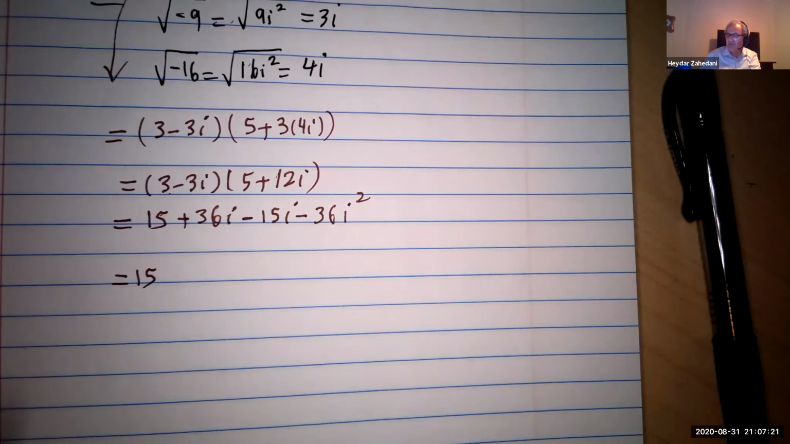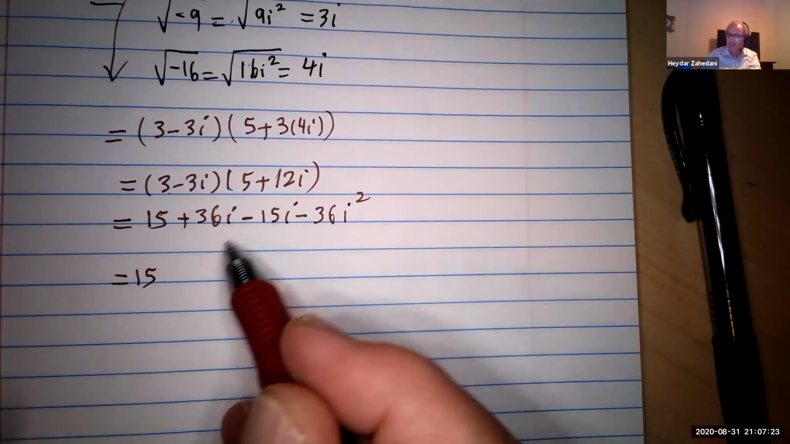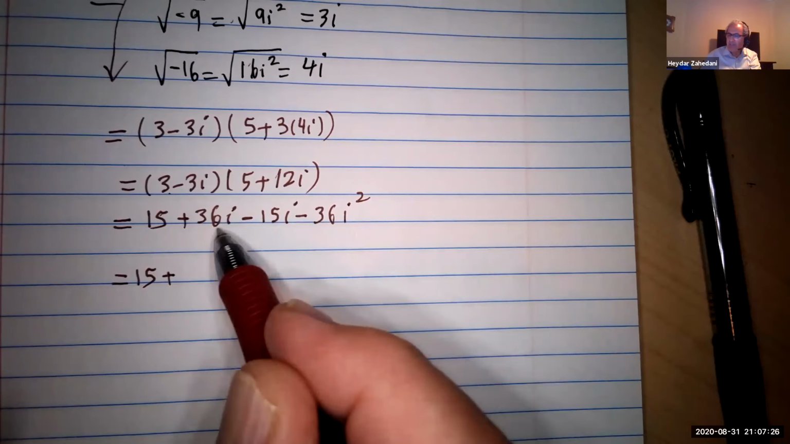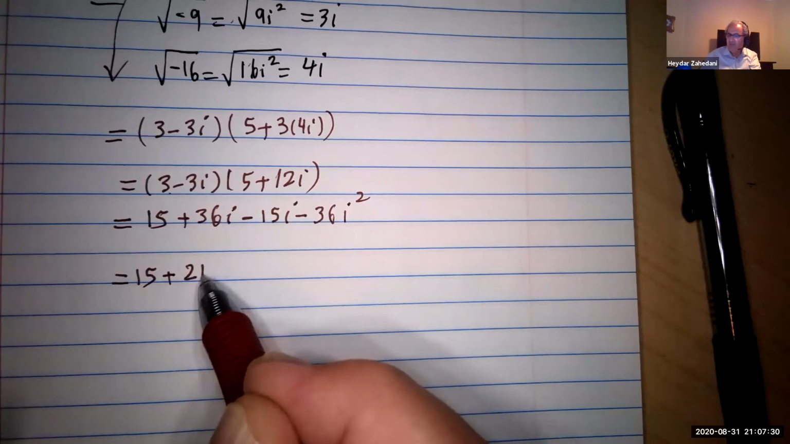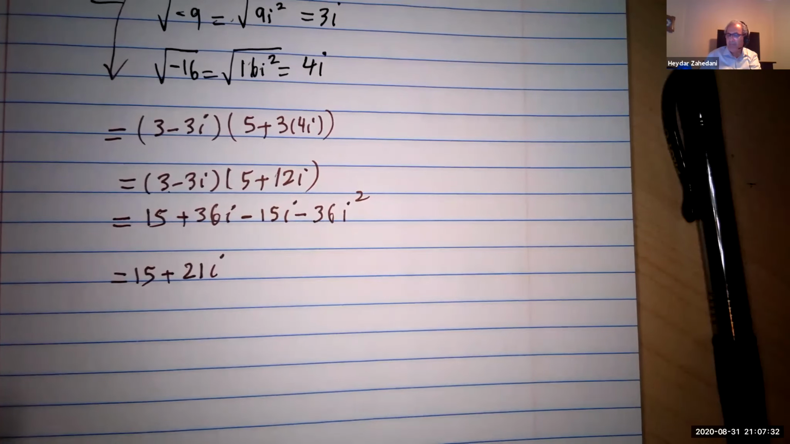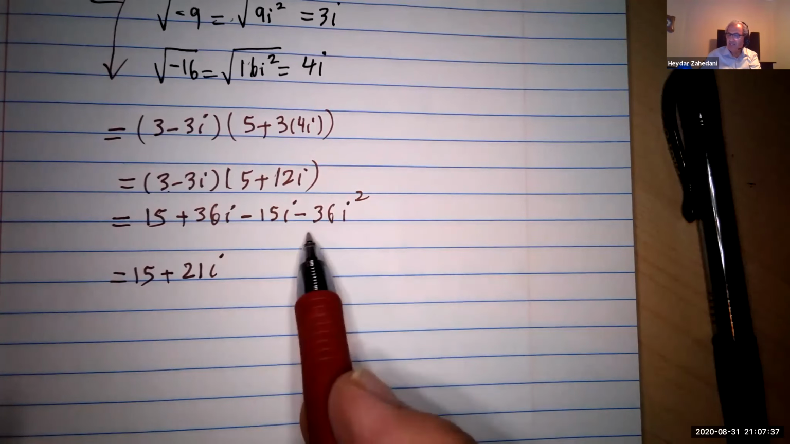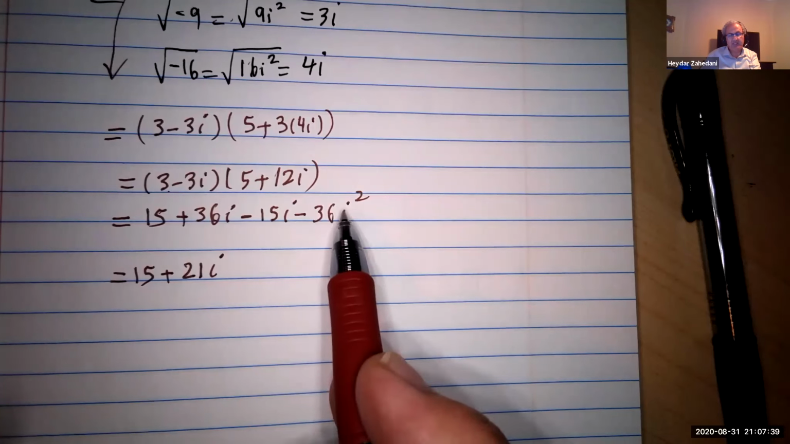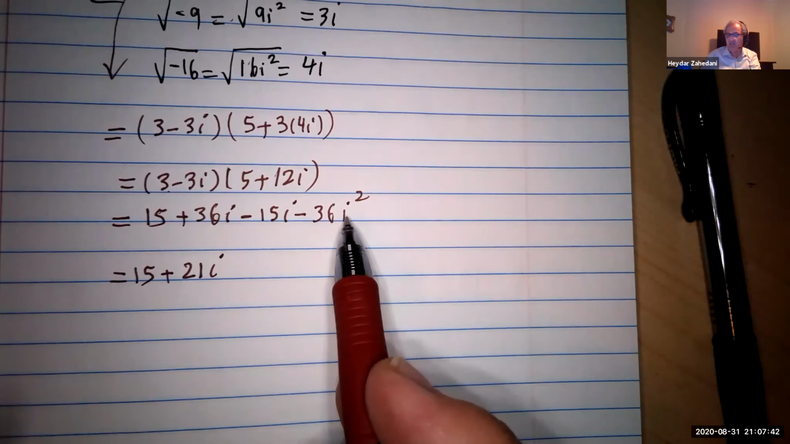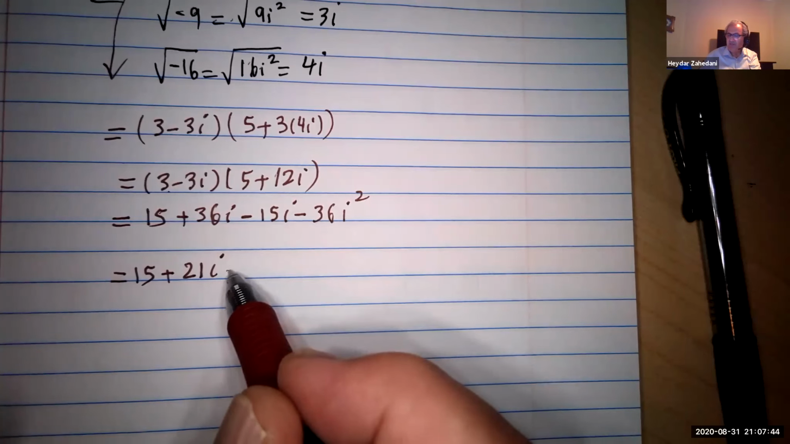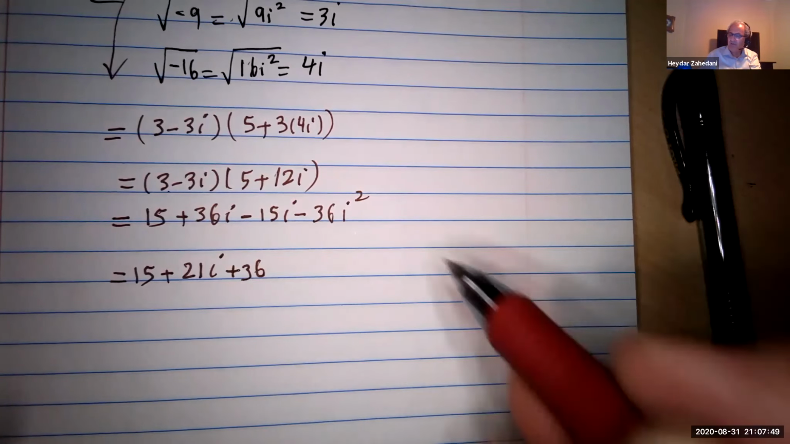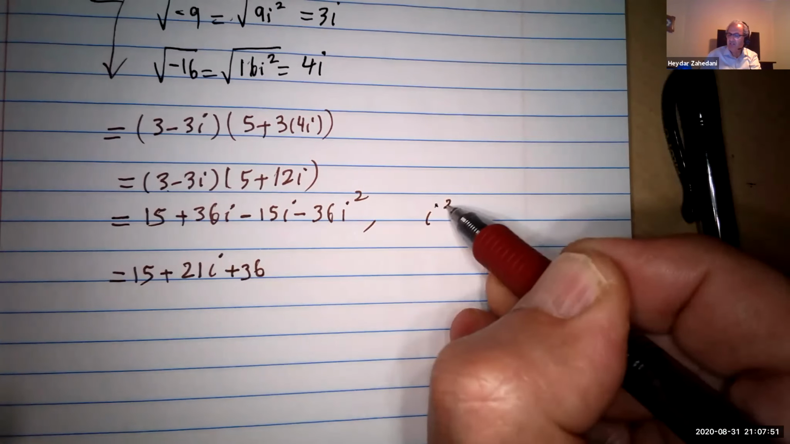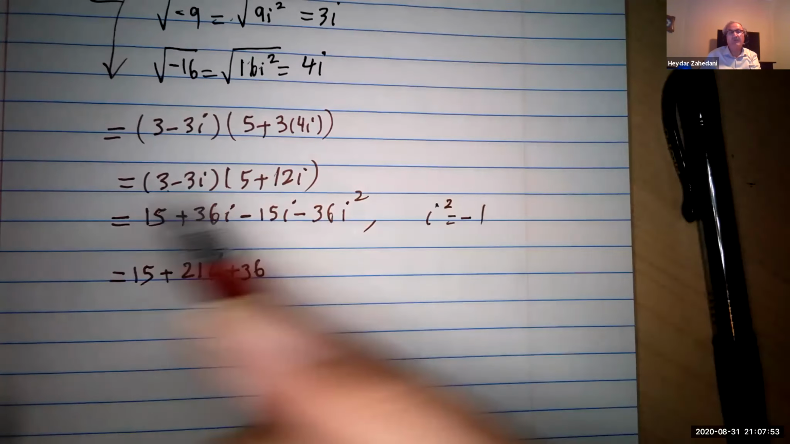Okay, if you subtract, and that gives you what? It's going to be plus. Okay, and this is going to be 21, but 21i. Okay, 36 minus 15. And this is a negative 36i squared. Replace i squared by negative 1, so negative, negative, positive. Make it into plus 36. Just to remind you that i squared is equal to negative 1. Any question?